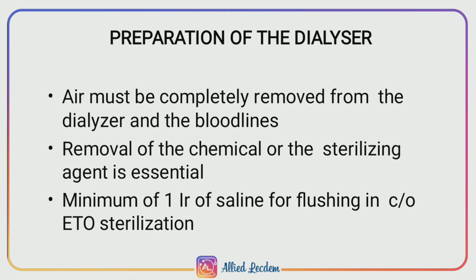The preparation of the dialyzer: air must be completely removed from the dialyzer and the bloodlines. Removal of the chemicals or the sterilizing agent is essential. A minimum of 1 hour of saline flushing is needed in ETO sterilization.